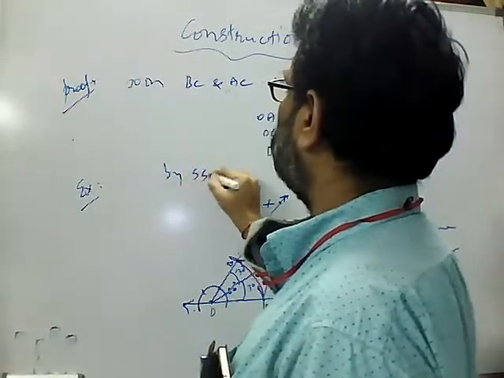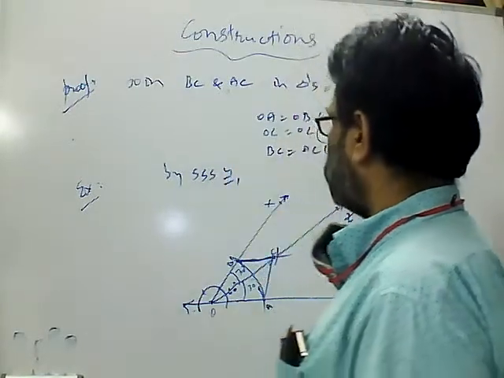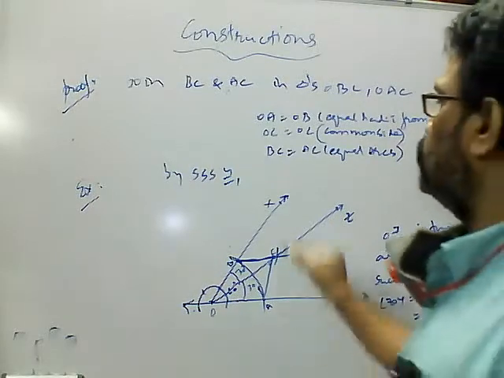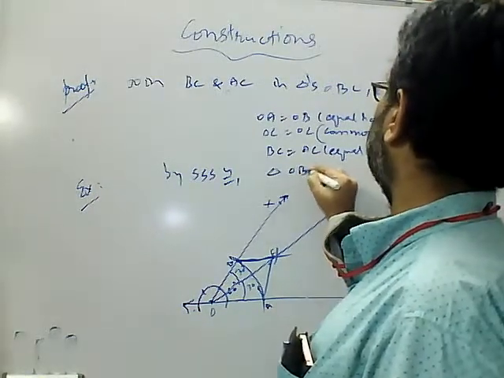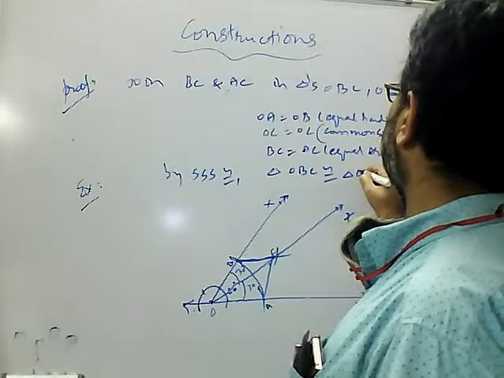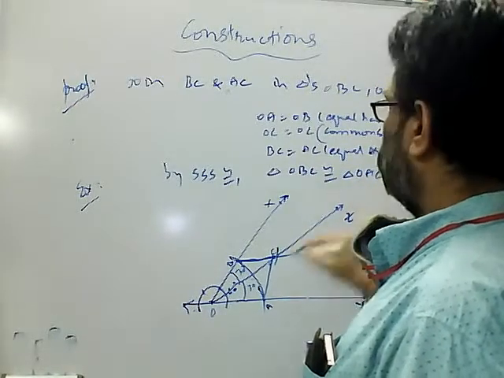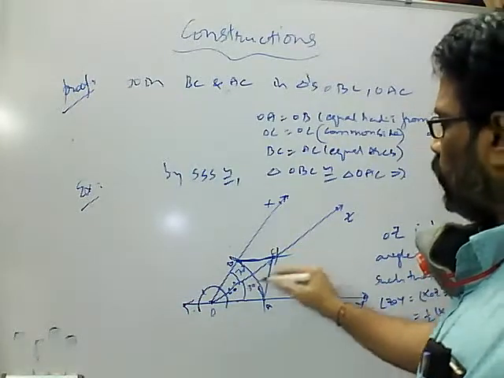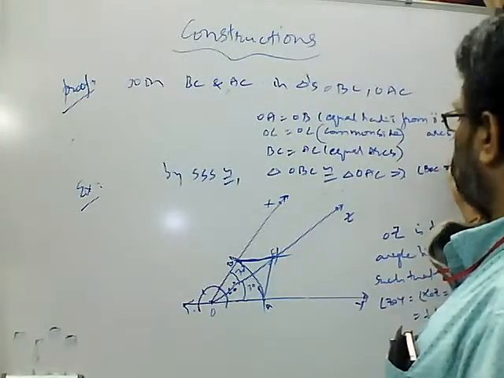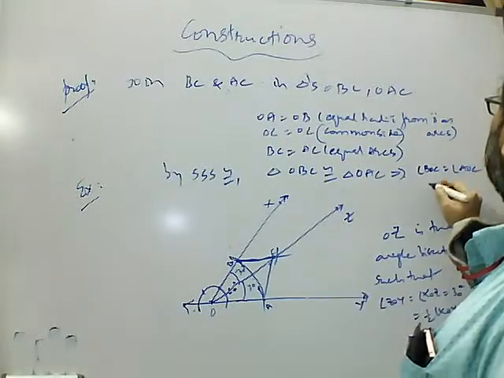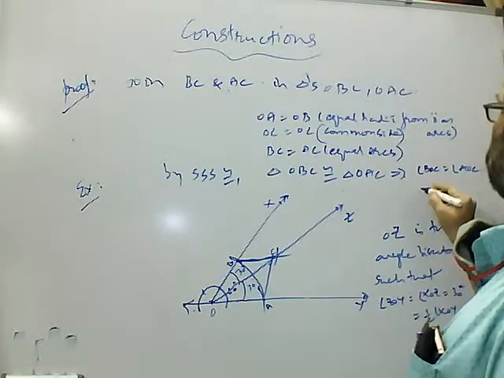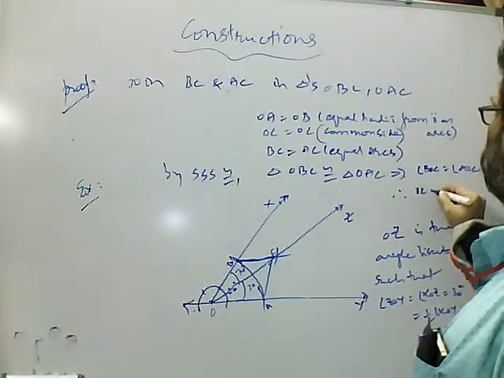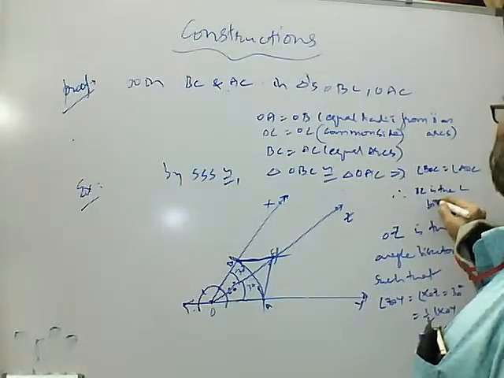Therefore, there is a congruency of triangles. Yes, 3 sides of one triangle are equal to 3 sides of the other triangle. Then the triangles are congruent. Triangle OBC is congruent to triangle OAC. Implies corresponding sides are equal, and automatically the remaining angles are also equal. So angle BOC is equal to angle AOC. So these two angles are equal. Therefore, OC is the angle bisector.